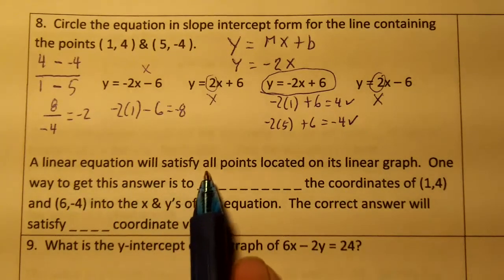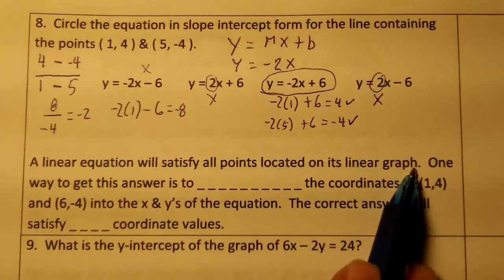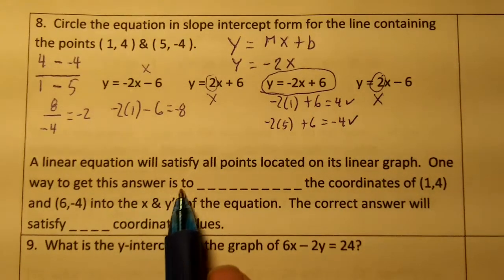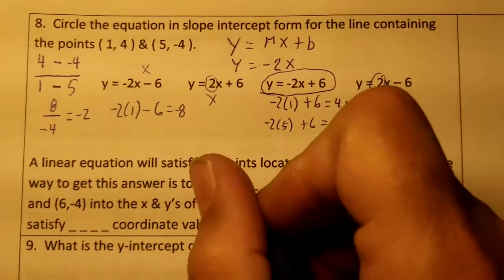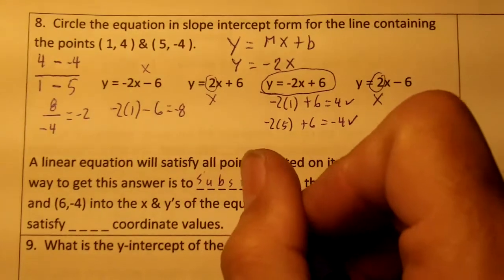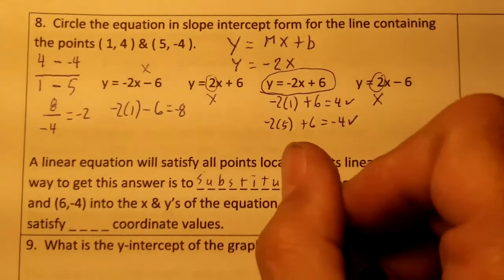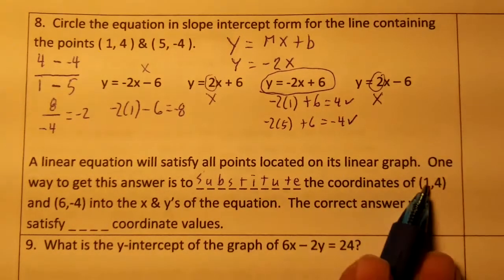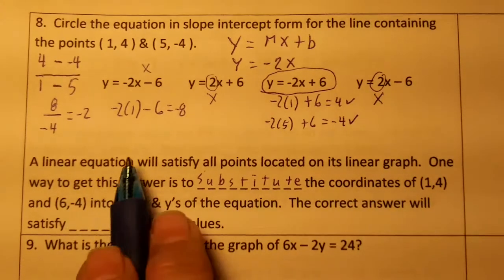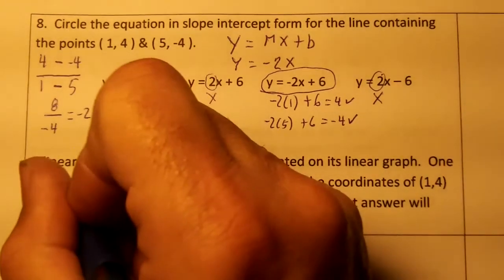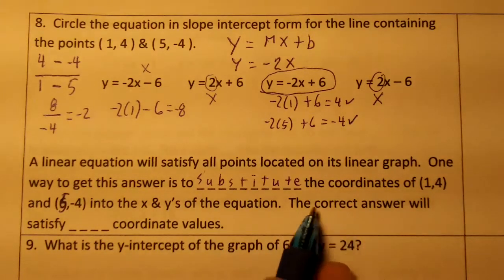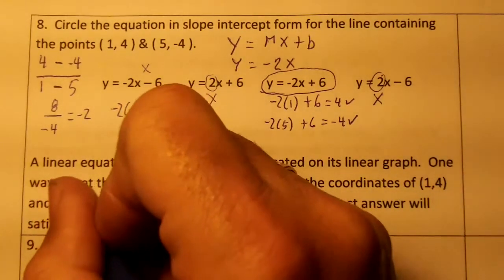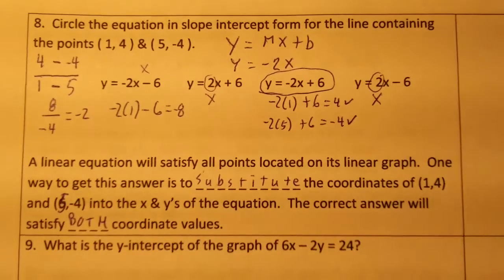A linear equation will satisfy all points on its linear graph. One way to get the answer is to substitute, which is what we did right here, the coordinates of (1, 4) and (5, -4) into the x and y's of the equation. The correct answer will satisfy both coordinate values.